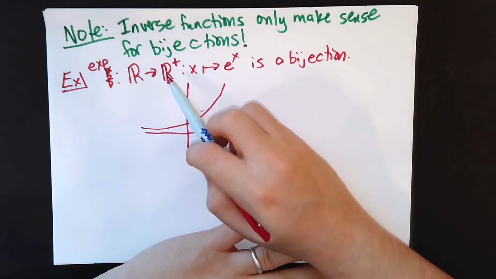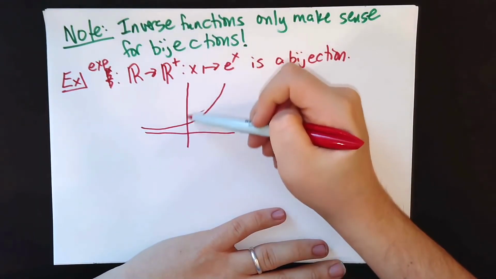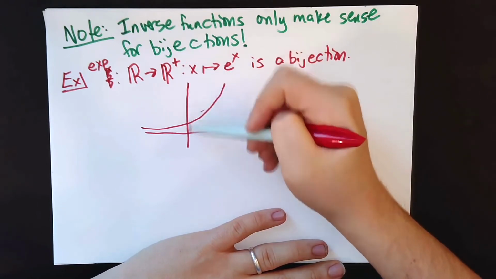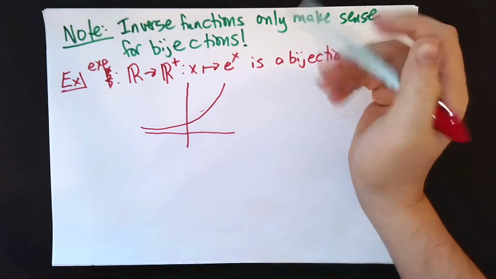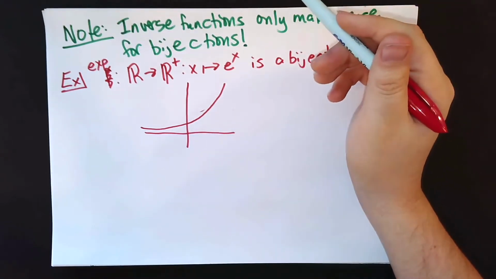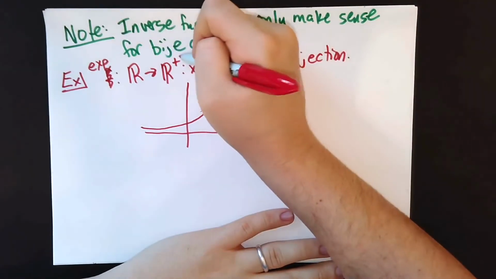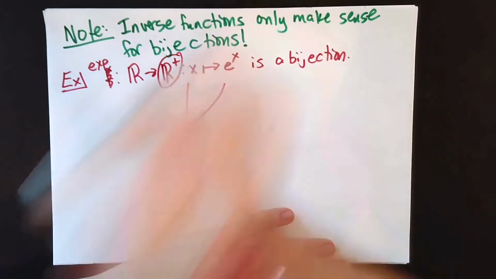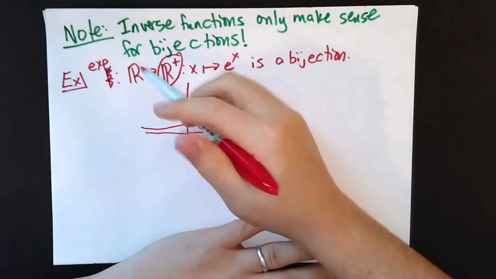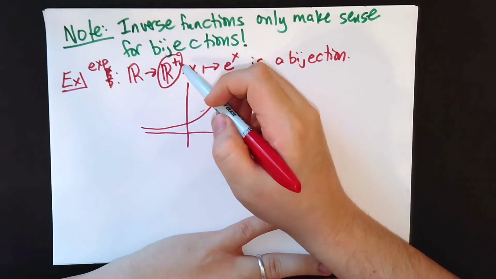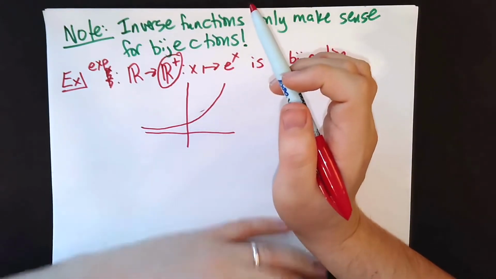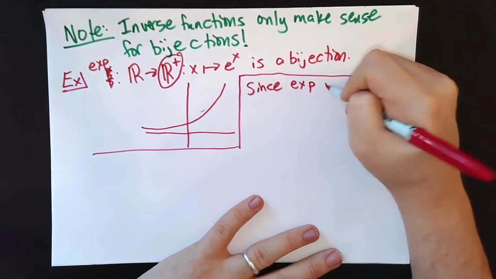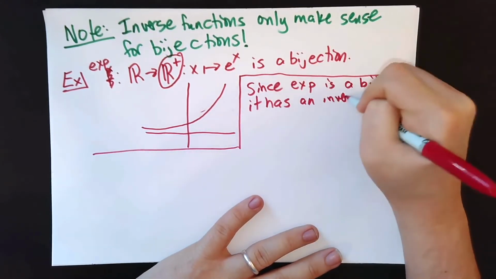Why is it onto? Well, it's onto because I get every positive real number as an output. That is, any point I pick on the positive y-axis, there's some input that maps to that. Notice I needed to put the positive reals here, or it would not have been a bijection. If I'd just written R to R, then it would have failed to be onto, and then we wouldn't be able to do what we're about to do. But because this function is a bijection, it has an inverse.